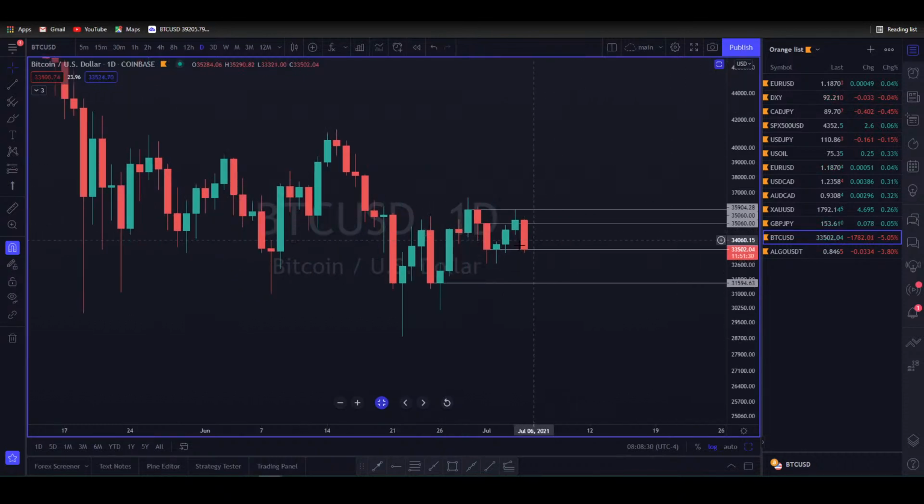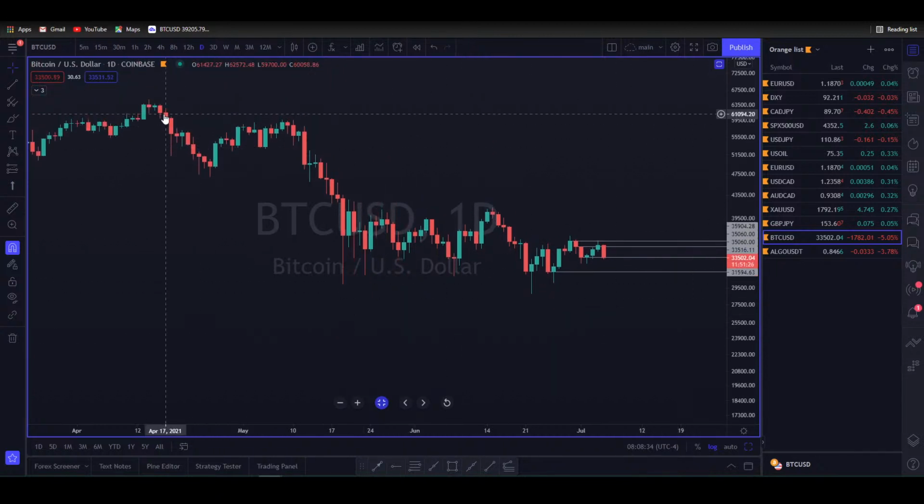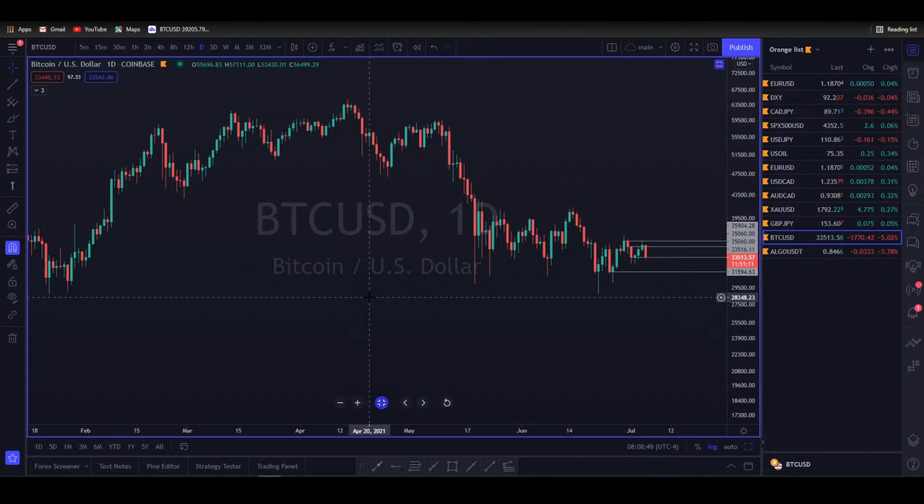Generally, you're taking trades in the direction of the trend. Make no mistake about it, Bitcoin is in a downtrend. This was your high, your all-time high. This was your lower high. This was your low. Once you took that out, that was your lower low. So you had a lower high, then a lower low. That is the start of a downtrend.